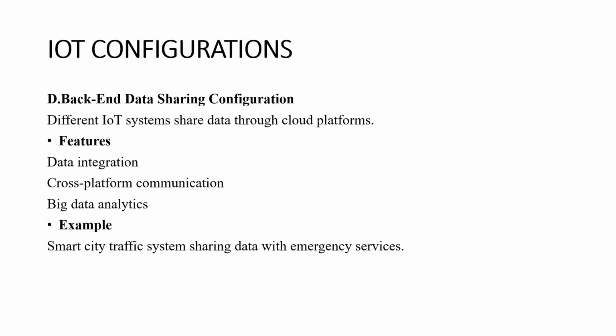The next one, IoT configuration. The fourth one is back-end data sharing configuration. That is, different IoT systems share data through the cloud platforms. For example, a smart city traffic system, whose data is shared with emergency services. If any accident occurs, an ambulance will be immediately called, like that. Some features are data integration, cross-platform communication, big data analytics, etc.